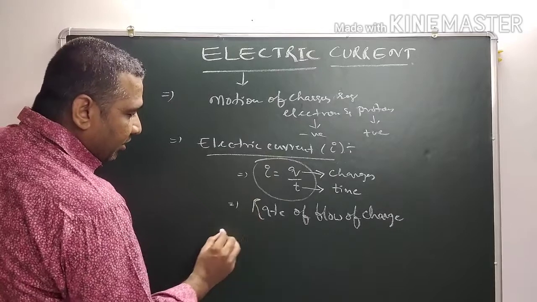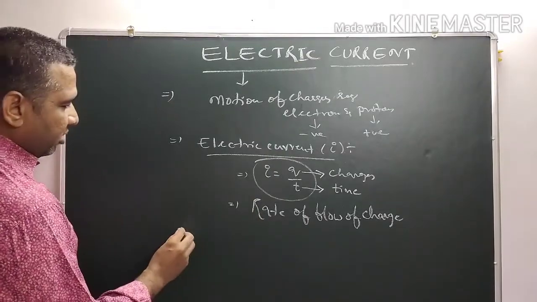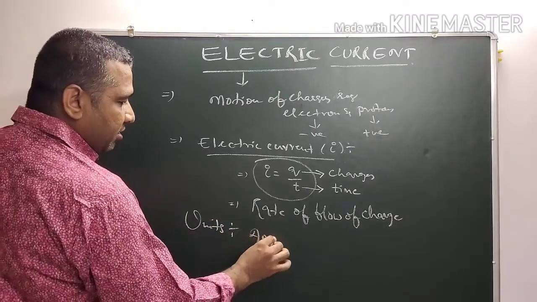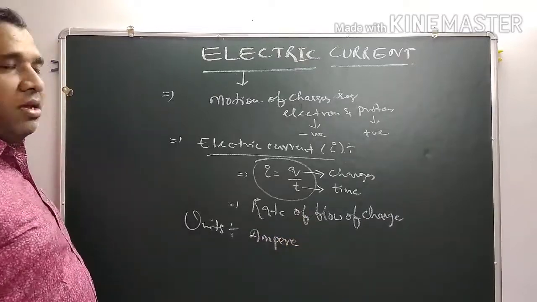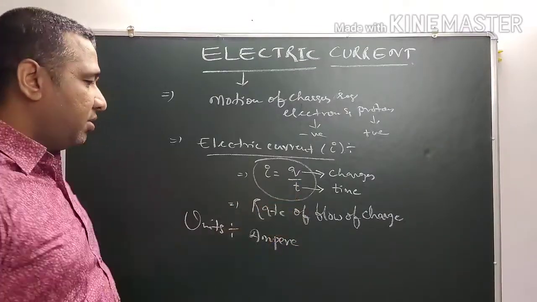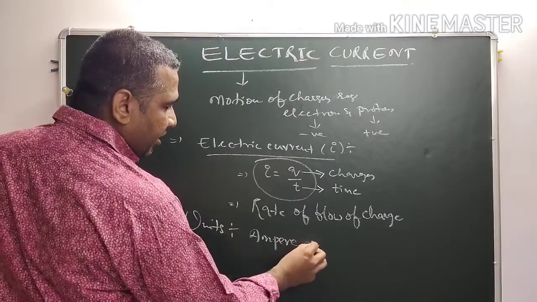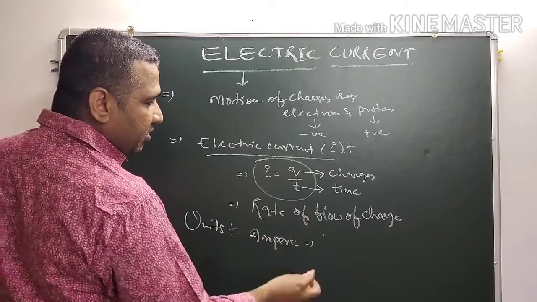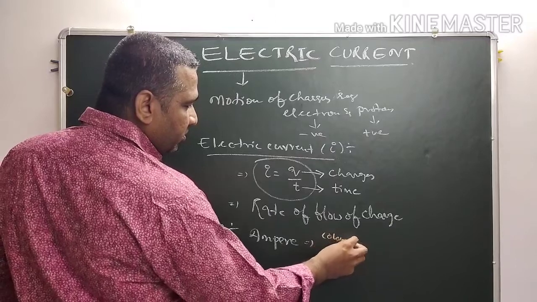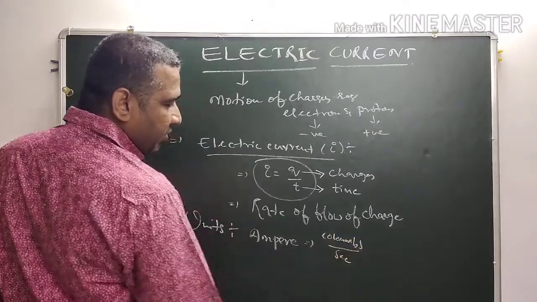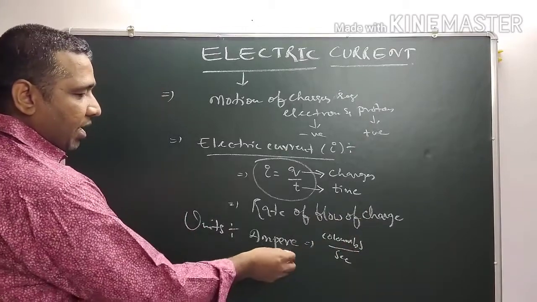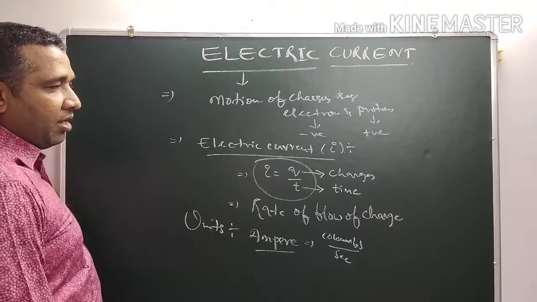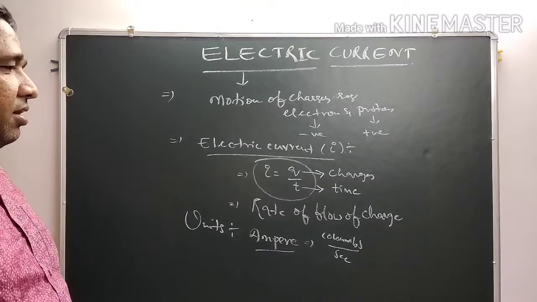Now we'll see the units of electric current. The unit is ampere. Ampere is the unit of electric current. From the formula, we can also write the ampere in one more way, that is coulombs per second. We can say it as coulombs per second or amperes. So ampere is the measuring unit for electric current.